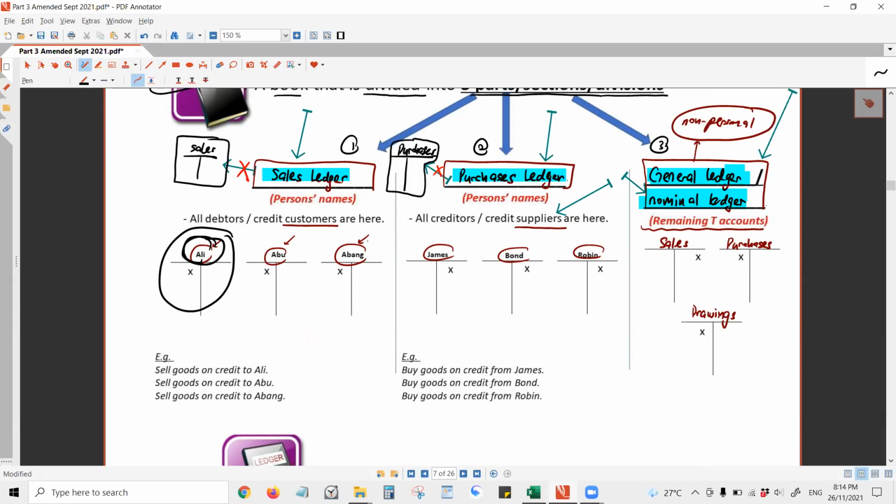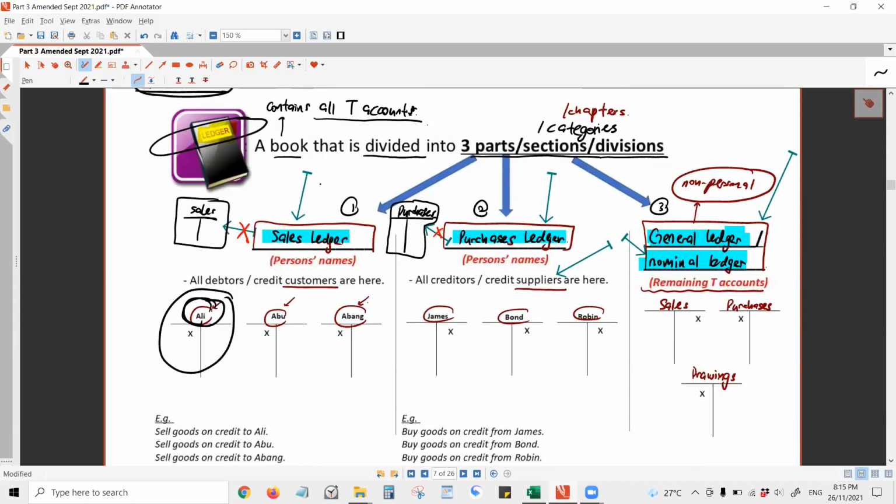Try to imagine if this ledger book has not been divided into 3 sections, meaning all the accounts would be jumbled up together. You get my idea? It would make it difficult to do your work. It would be very difficult to find certain accounts. And let's say you want to find out how much we still owe to a certain supplier. Let's say Bond. How much do you still owe to Bond? Then you get into the purchases ledger section, find the word Bond. Then you know how much you still owe to Bond.